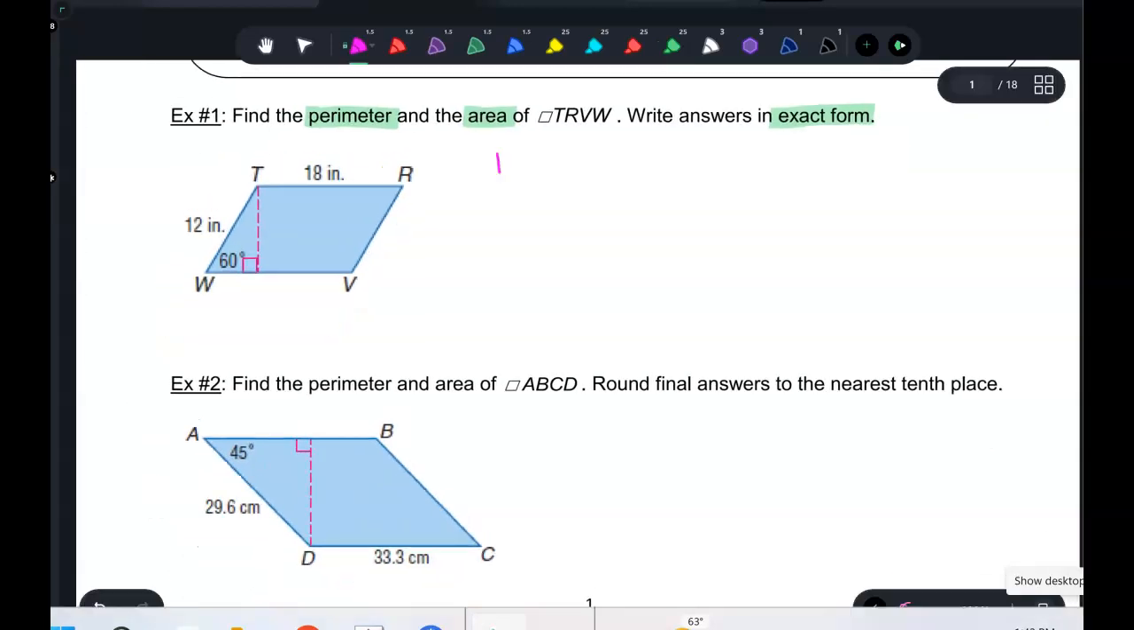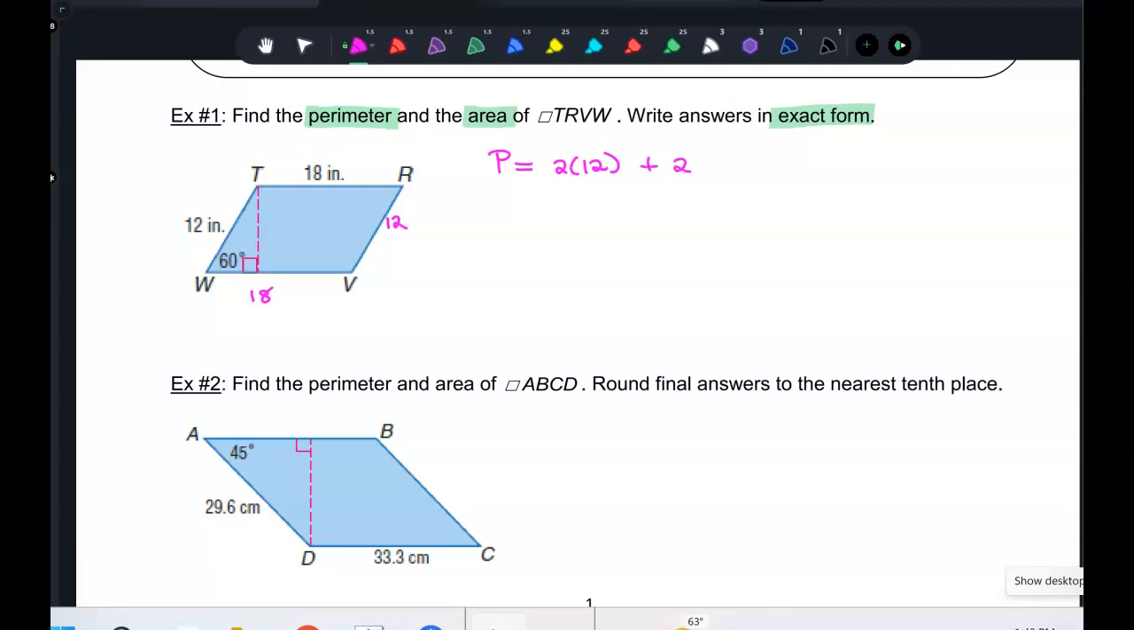Perimeter is easy because we have two sides that are 12, right? And we have two sides that are 18. So that gives us what? 60? Okay, so our perimeter is 60 inches. Perimeter is just regular inches. When we do area, we're going to put square units.